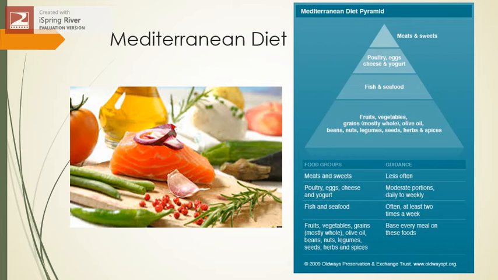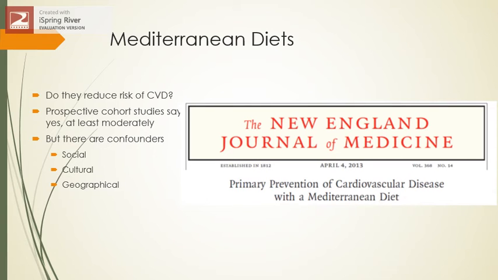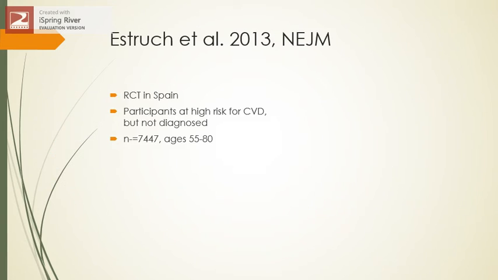And then fish and seafood is next. You eat a little bit of poultry, eggs, cheese, yogurt, and very little other meats and sweets. And so here's another way to look at it. But again, the emphasis is on fruits, vegetables, grains, beans, nuts, and so forth. So Mediterranean diets may reduce the risk of cardiovascular disease, but due to confounders, there was a need for randomized control trials. So this study was published in 2013.